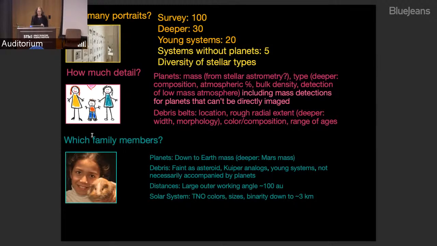So now we want to add systems without planets to the group so that we can see what is there, and cover a diversity of stellar types. And I think it will be very helpful to have mass detections for planets that can't be directly imaged. For example, planets that are within the inner working angle, which may be possible either with ground-based radial velocity or with stellar astrometry.